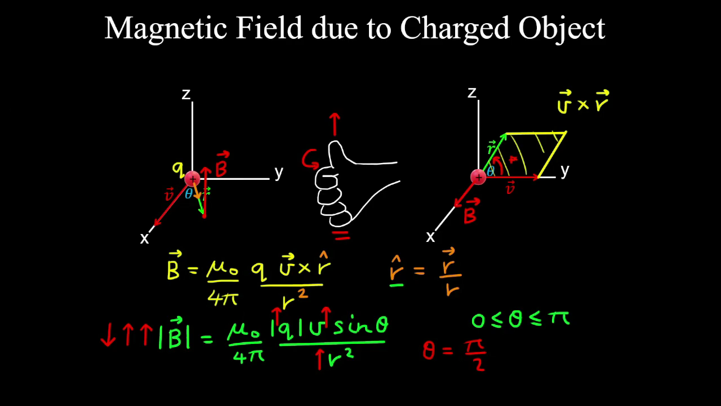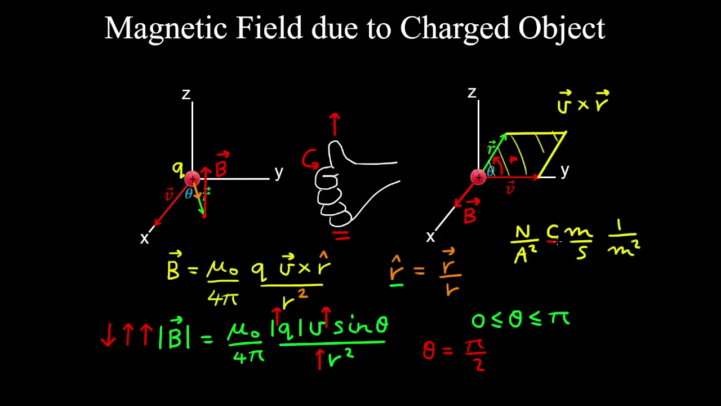So now let's look at the units of the magnetic field. So recall the magnetic permeability had units of newtons per square ampere. And suppose the charge is in coulombs, the velocity is in meters per second, and the radial distance from the charge to the point is in meters squared.